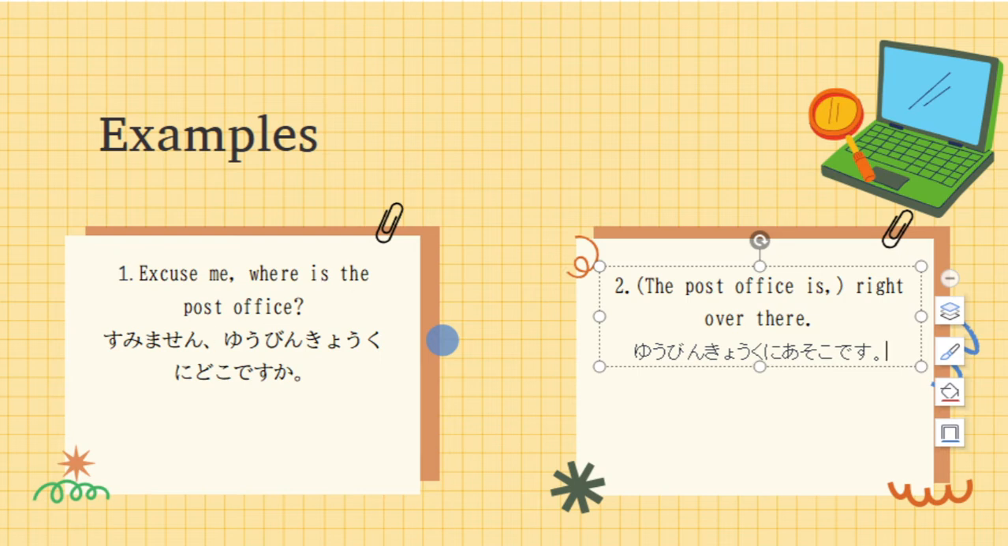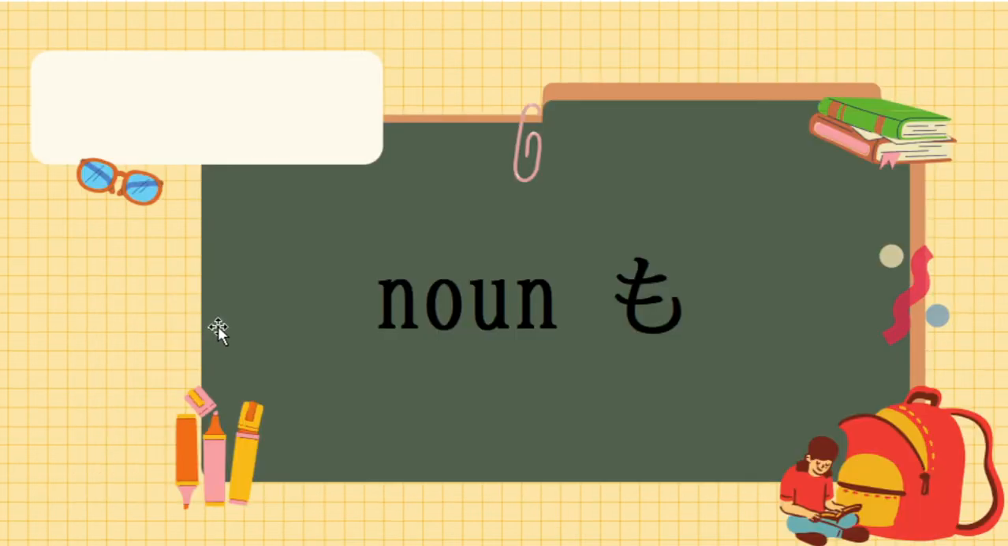Okay. Next, we have the noun mo. When do we use the noun mo? Noun mo is used if the nouns share the same item. For example, I am a teacher. Mary is also a teacher. So the item we shared is teacher, so we will use the mo. So when you see "also", that is the particle mo. That is the particle we will use there.